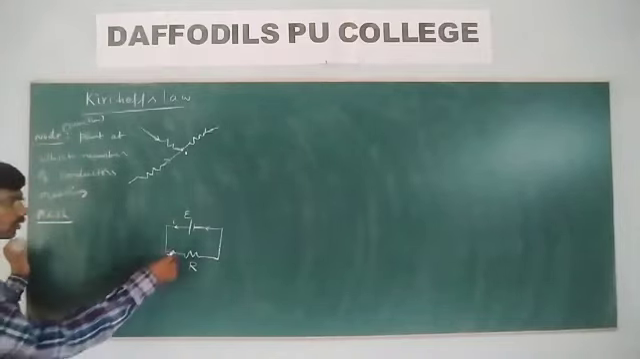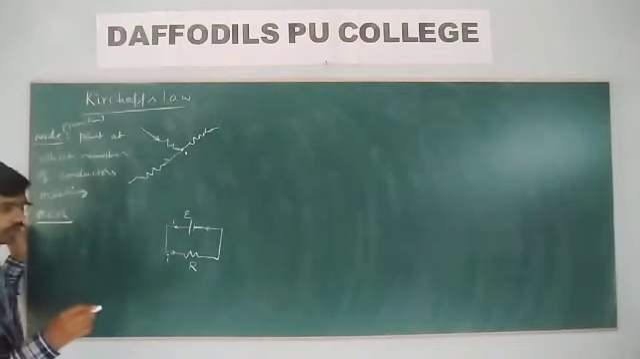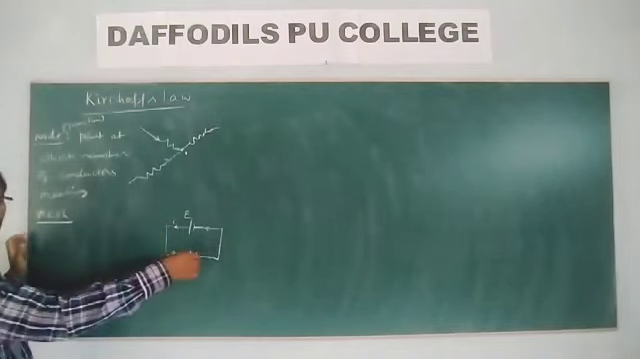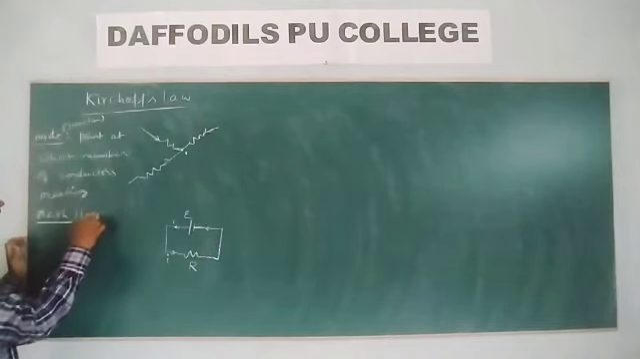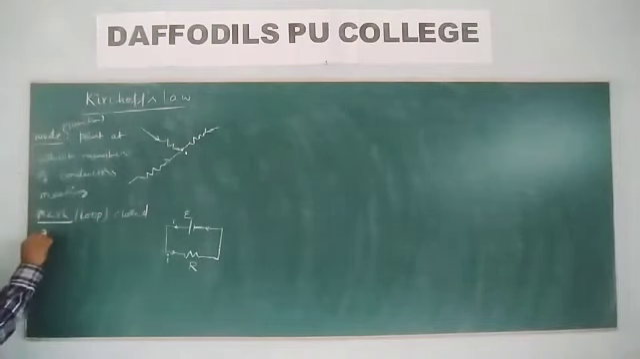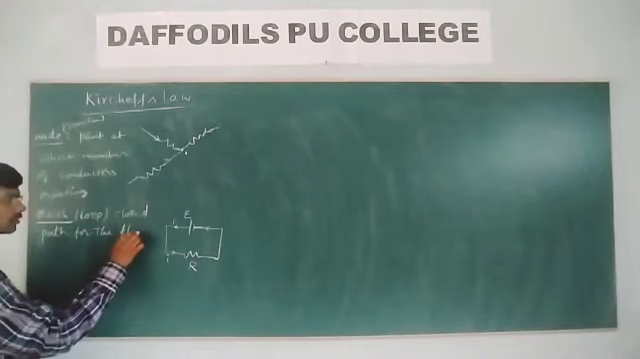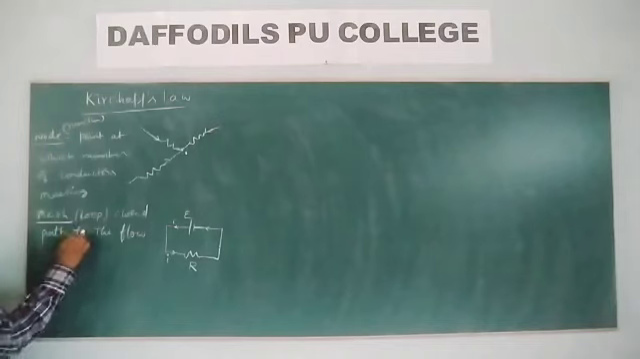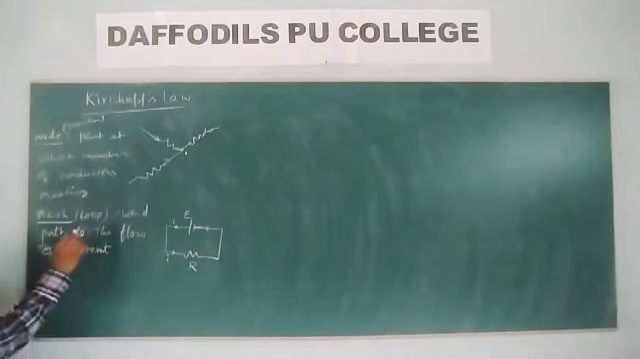This circuit is a closed circuit. There is no open part. A closed circuit through which current flows is called a mesh or loop. A mesh or loop is a closed path for the flow of current.